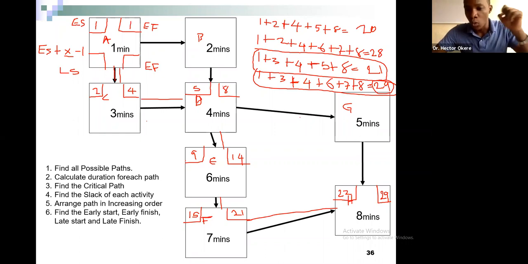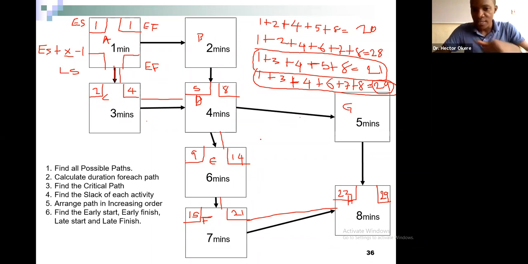So what we need to do is calculate first on the critical path, the path that leads to 29. This is our critical path: A to C to D to E to F to H. We calculate on the critical path first. So how do you calculate your early start? All right, I give you the formula.